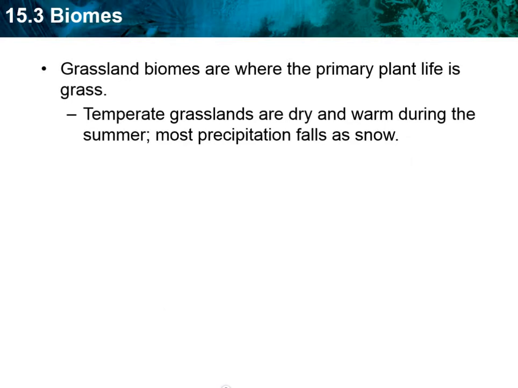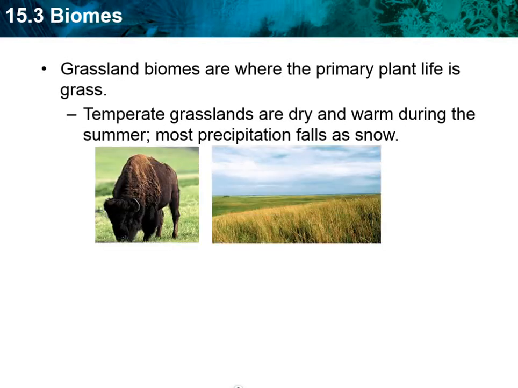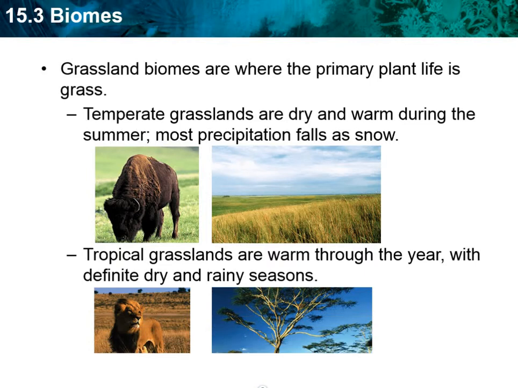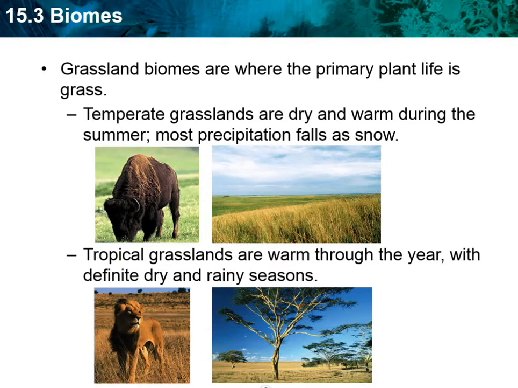And like I said before, there's 2 types of grasslands. You have temperate grasslands that are dry and warm during the summer, and most precipitation falls as snow. And that's what you'd find out west here. If you were to go west of Indiana, you'd end up finding temperate grasslands. Tropical grasslands are warm through the year, and they're going to have definite dry and rainy seasons. So this is like what you'd find in Africa and things like that.